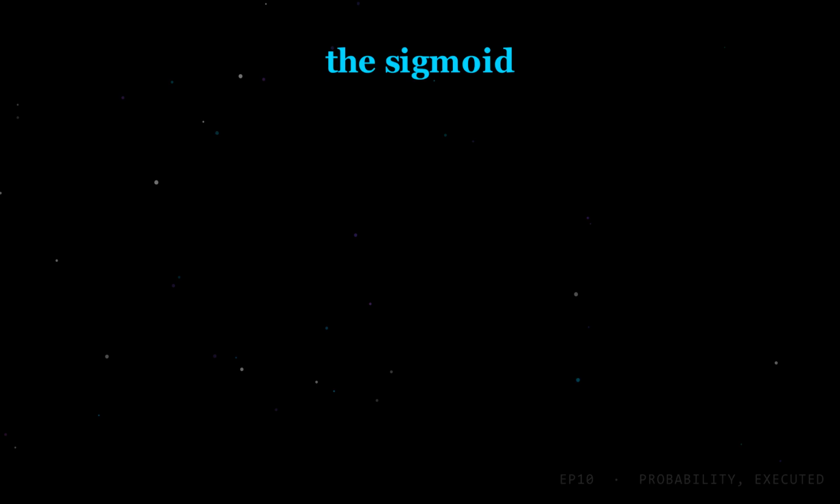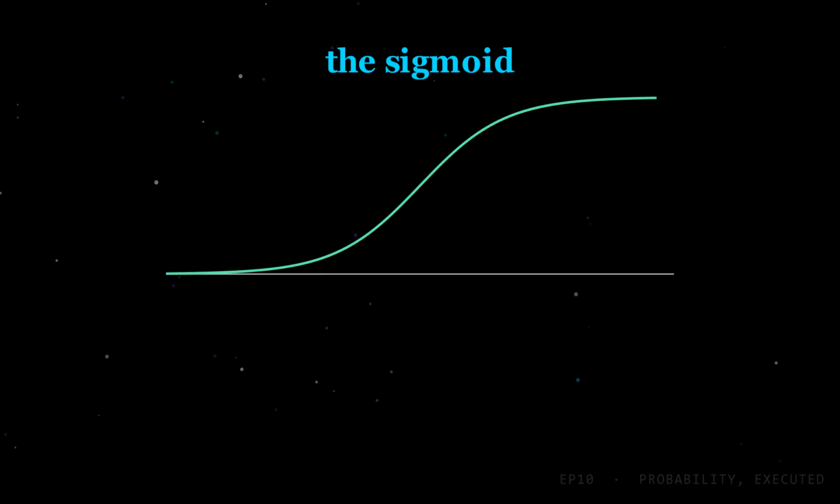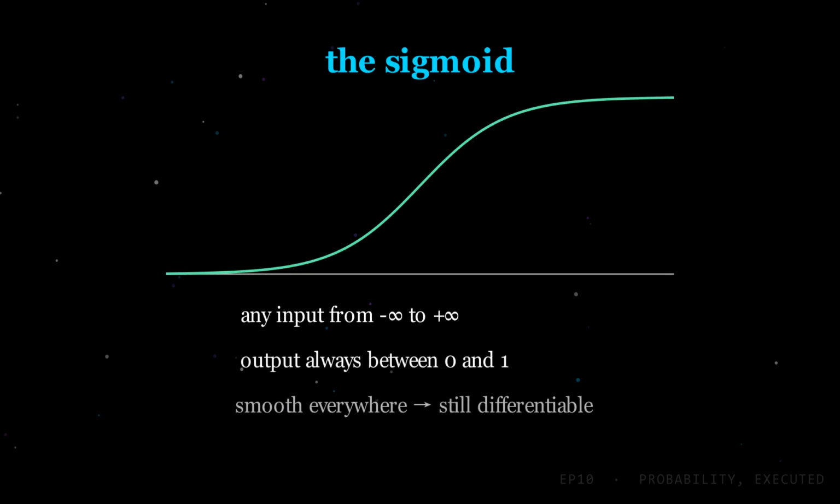That's the sigmoid. It takes any number at all, from minus infinity to plus infinity, and squashes it into the range 0 to 1. Large positive input, output near 1. Large negative, near 0. Go in 0, exactly 1/2 out. And critically, it's smooth everywhere, so we can still differentiate it, which is what lets us fit it the same way we fit anything else.